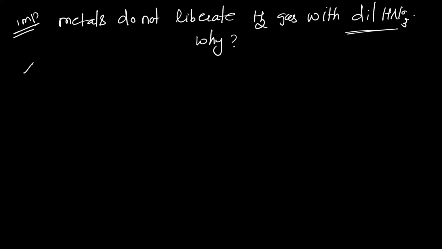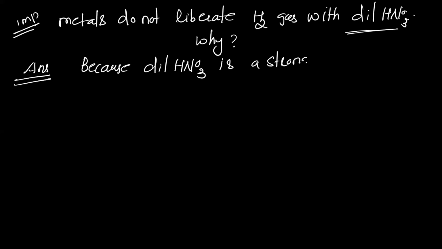Why? The very important answer is metals do not produce hydrogen gas with dilute HNO3 because dilute HNO3 is a strong oxidizing agent. Oxidizing agent means which oxidizes others.